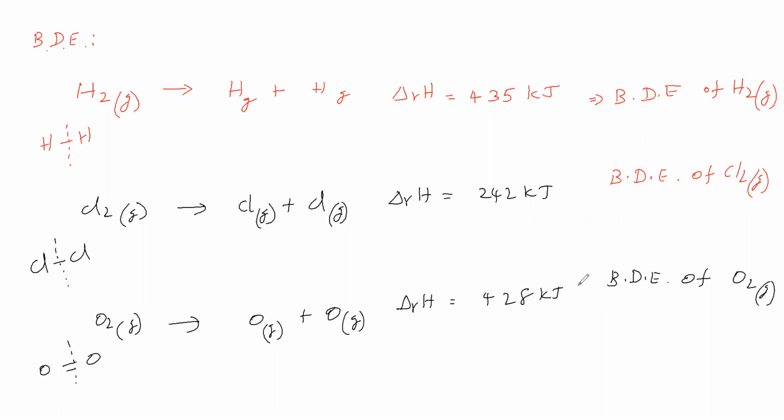Now, we took diatomic molecules. All these are diatomic molecules. Now we will take a polyatomic molecule, and see how the bond dissociation enthalpy works there. Now we will take CH4 gas. Here we want the bond dissociation enthalpy of CH4.